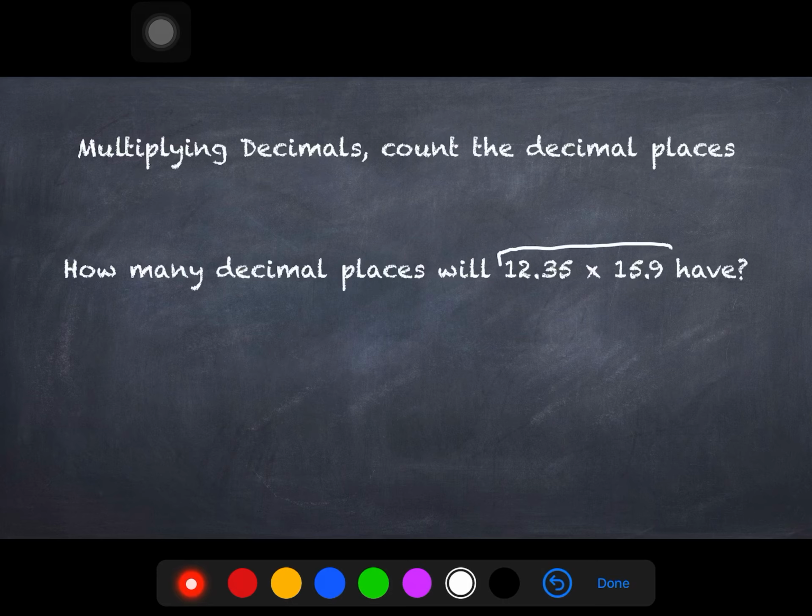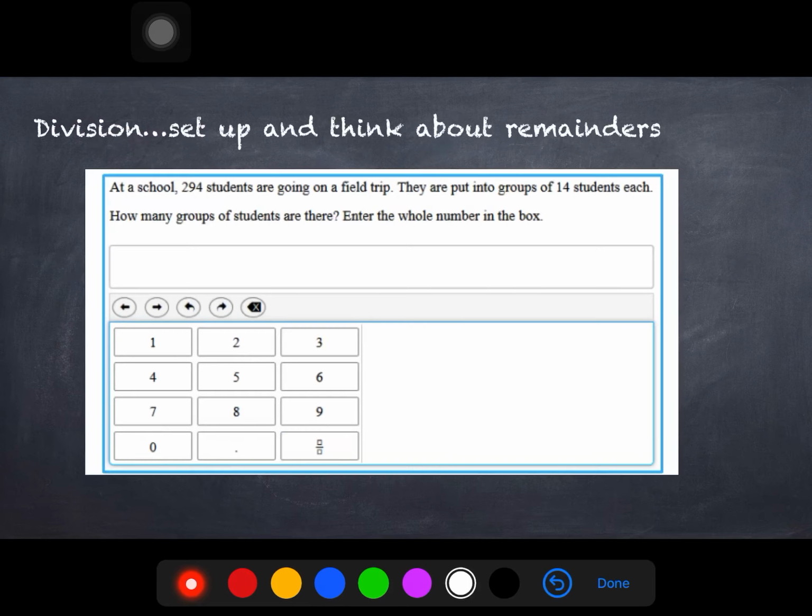Multiplying decimals, you count the decimal places. So if you're looking at this problem, how many decimal places will it have? 3 is absolutely correct. Good job.